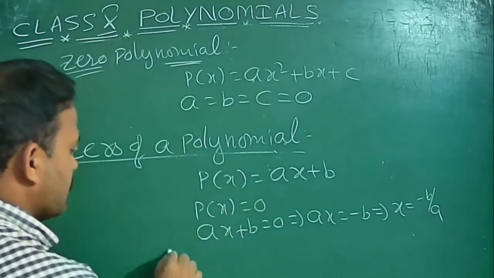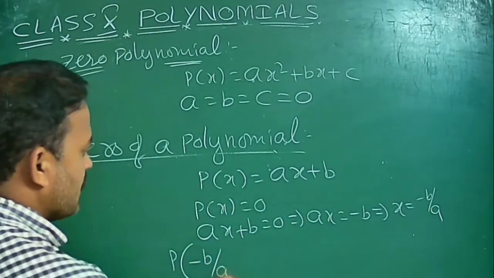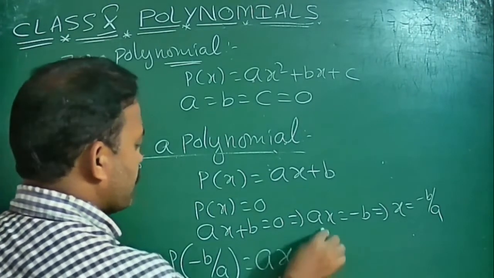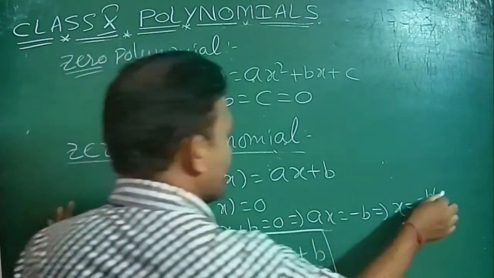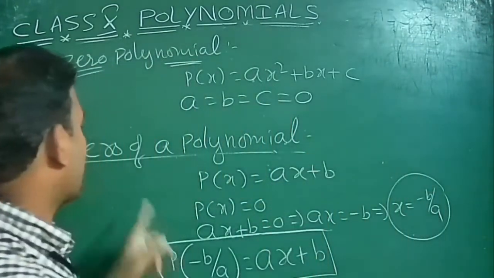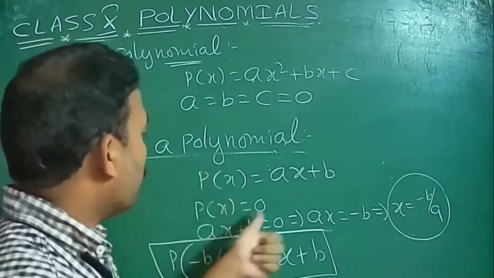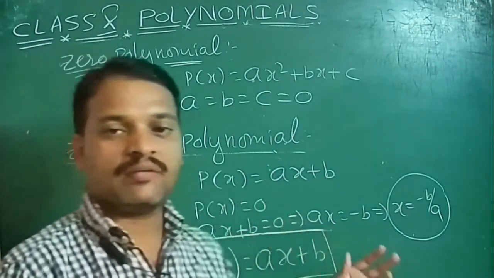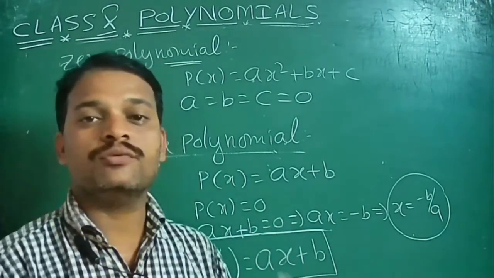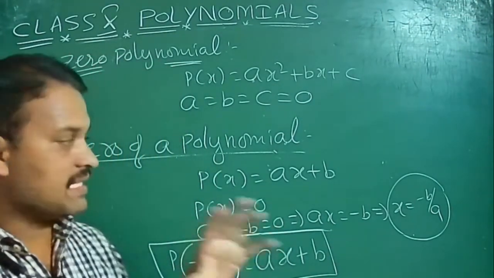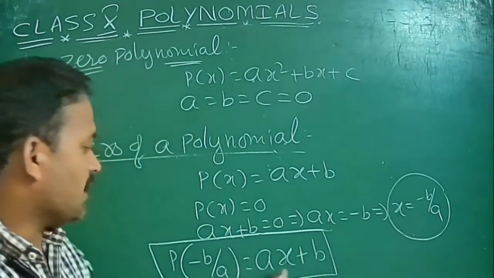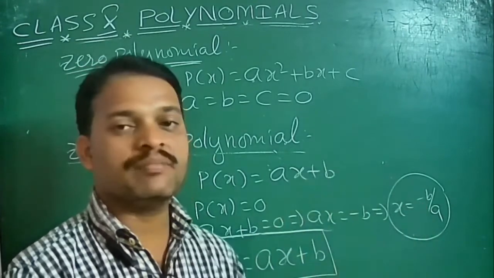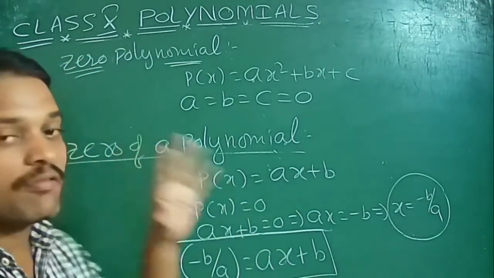So substitute p(-b/a) = ax + b. Then this x = -b/a is called the zero of the given polynomial. Simply, in that given polynomial, the value of x you substitute to get 0. If I substitute x = -b/a, the total polynomial will become 0. That's why x = -b/a is called the zero of a polynomial.